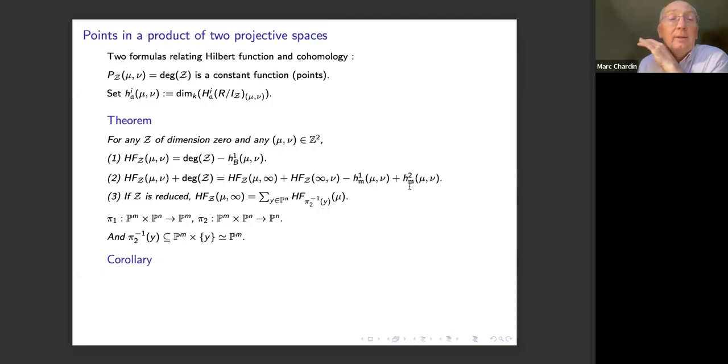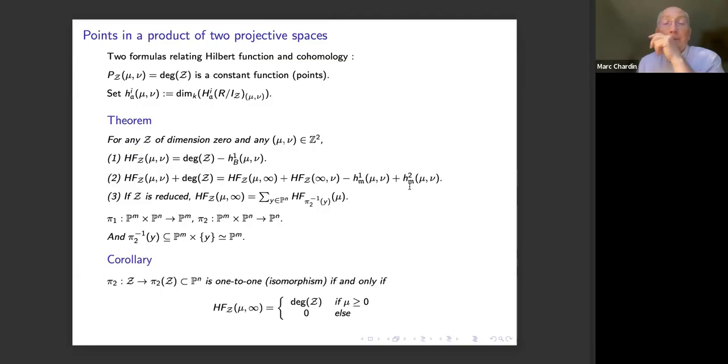As a corollary of that, if for instance the second projection is 1-to-1, the second projection is 1-to-1 if and only if the Hilbert function, when you're far enough, is equal to 0 in negative degrees and degree of Z in non-negative degrees. So it jumps from one to another, because to say that the projection is 1-to-1 says that the fibers are just one point. So the sum would be just that, and you have this equivalence. That essentially follows from the theorem above.